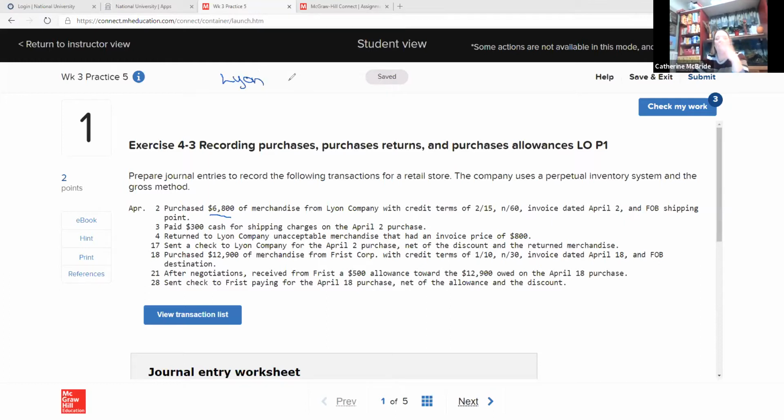We're buying from Lion, so we're going to pay them. So we have accounts payable to Lion, and it starts out at $6,800. So accounts payable is a liability. So we're starting out with this.